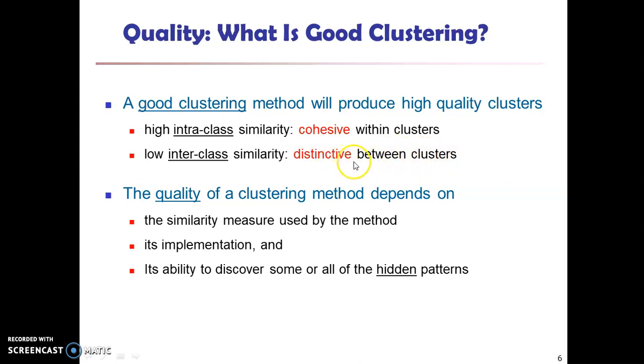The quality of the clustering method depends on the similarity measure used by the method. We have a number of similarity measures. So what type of similarity measure are we going to use? Based on that, the quality of the clustering will be evaluated. Also its implementation, how we are going to implement this clustering, and its ability to discover some or all of the hidden patterns.